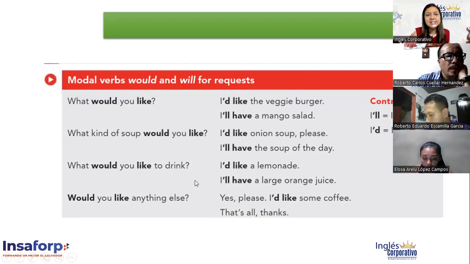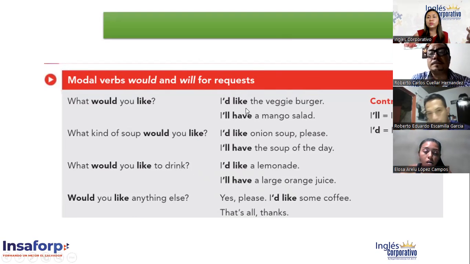Okay, so in this case, these are the two ways to respond. ¿Qué le gustaría? Me gustaría the veggie burger. O pediré una ensalada de mango. Okay? So we can use I would or I will to respond. I will, I'd, the contraction of I would. ¿Sí comprendemos?